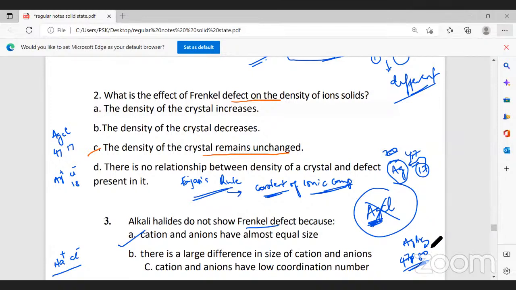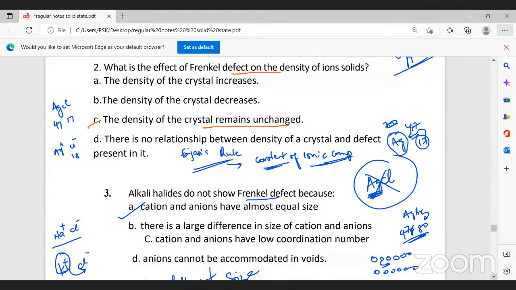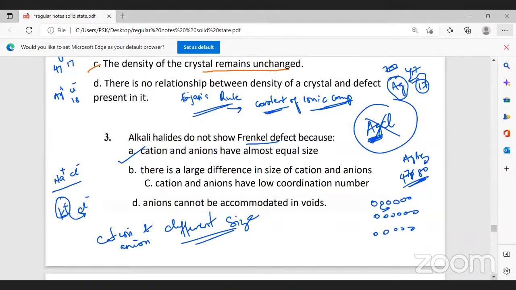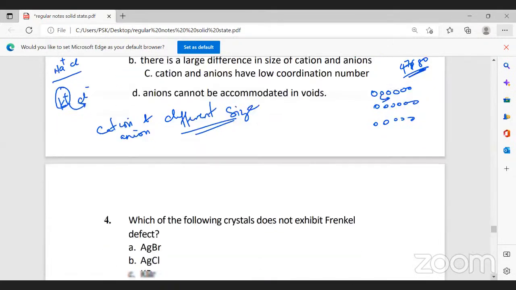Here, the larger size is bromine. Therefore, the covalent character for AgBr will be more than AgCl. Even though it's ionic, it will have covalent character. Therefore, this AgBr shows both the Schottky defect as well as Frenkel defect. One is size. The next one is the covalent character. Two reasons are there for this compound to exhibit both the Frenkel defect as well as Schottky defect. I hope we were convinced with it.